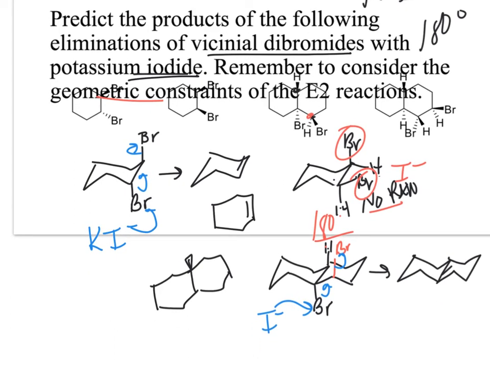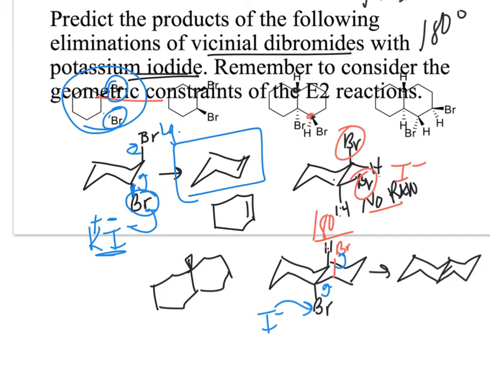So you can see here, for this first one, you have the chair conformation. You got a bromine going up and a bromine going down. Potassium iodide. Iodide loves bromine. So iodide is going to form an iodo-bromo salt. And when it abstracts the bromine, those electrons are going to push the bromine leaving group, and you get an alkene. And then the two-dimensional structure outside the chair conformation is right there.